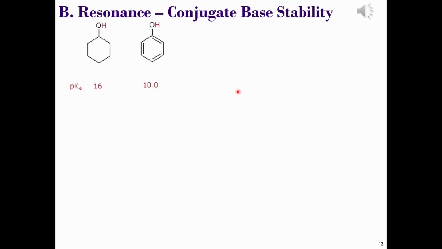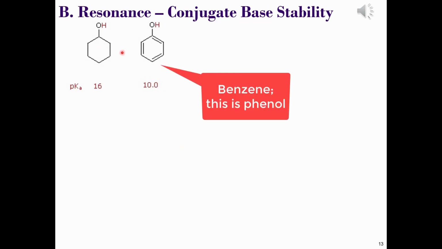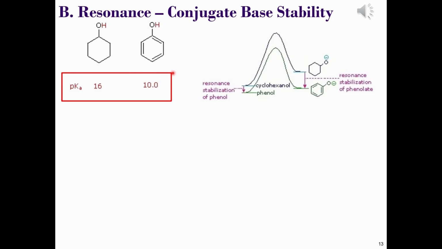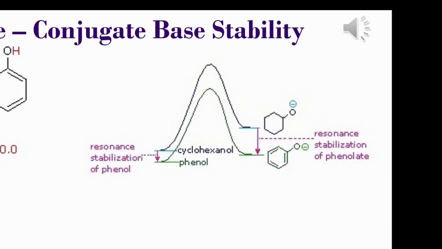In this example, we have a proton connected to oxygen again. The only difference is the ring to which they're connected. The ring on the left is a cyclohexane ring, and the ring on the right is a benzene ring. The pKa value of the proton of cyclohexanol on the left is 1,000,000 times less acidic than that of phenol. Again, the answer is down to resonance stabilization of the conjugate base.